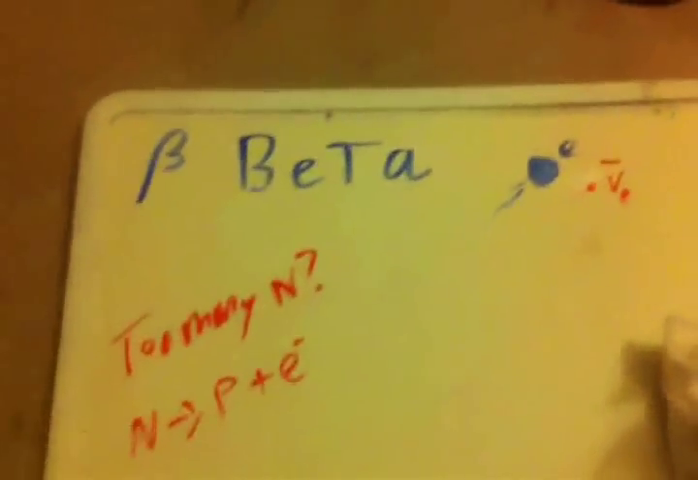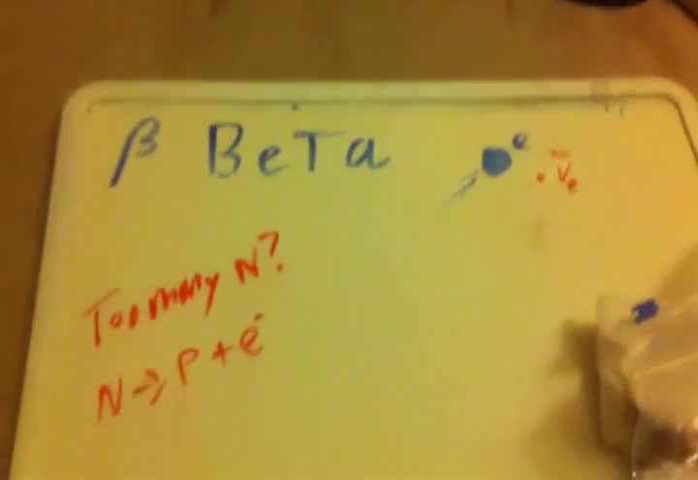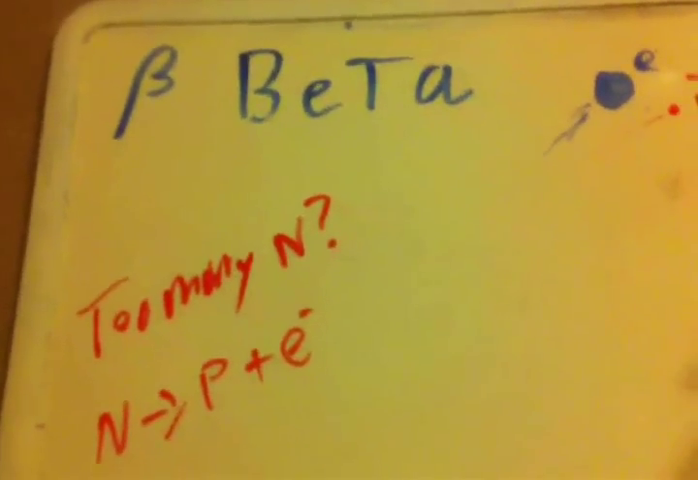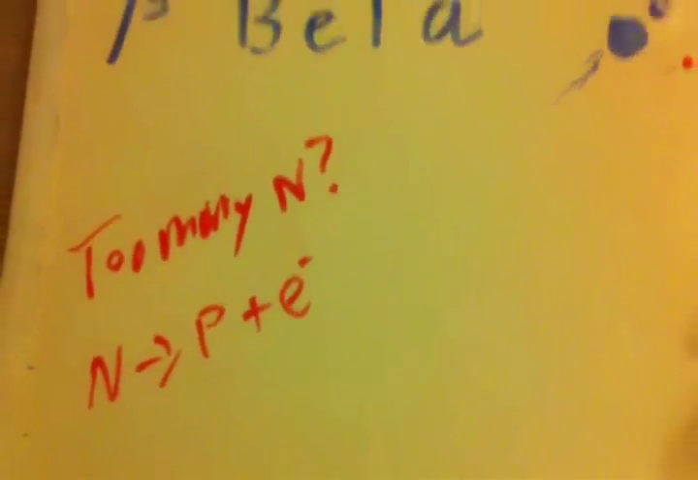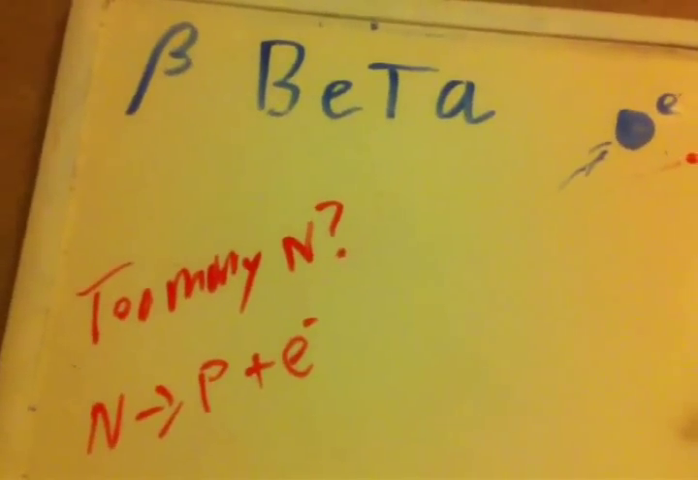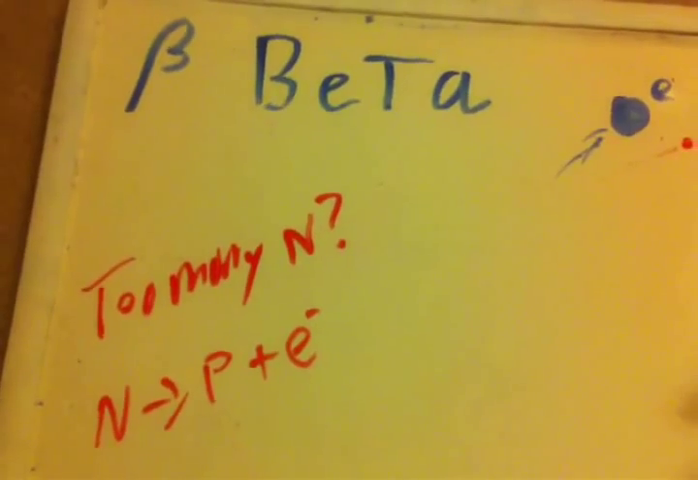So that's what a beta particle is. Beta particles are usually stopped. In most books, they reference aluminum foil. Oh, a beta particle can be stopped by aluminum foil. That's true. It can be stopped sometimes by your skin and by other things too.